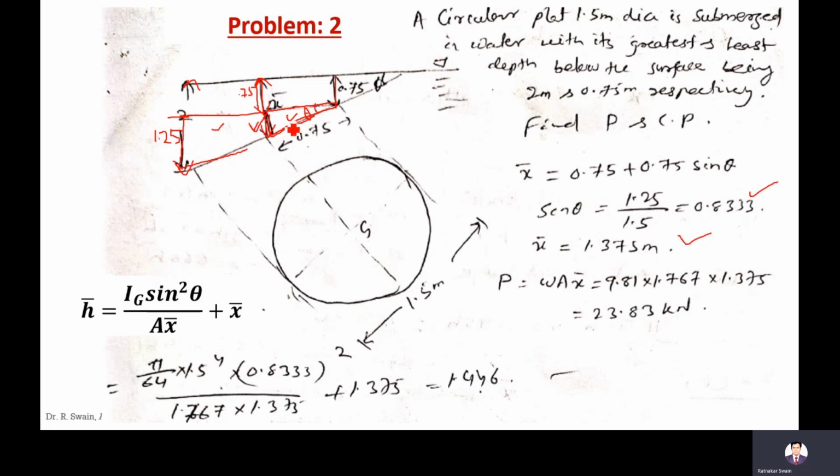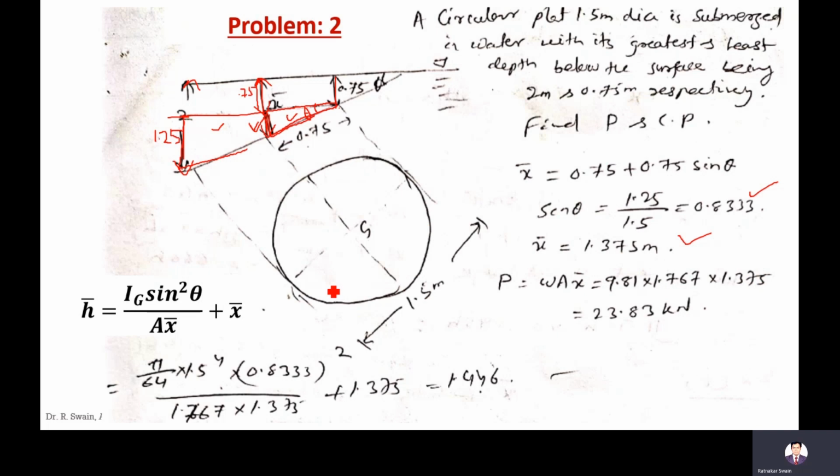This is 0.75, total is 1.5. That also we can do: this distance divided by this distance is equal to 0.75 divided by 1.5. Like that we can calculate this. So here total pressure is WA into x bar. W is 9.81 into 1.767, that is the area, pi by 4 d square, into 1.375 x bar.